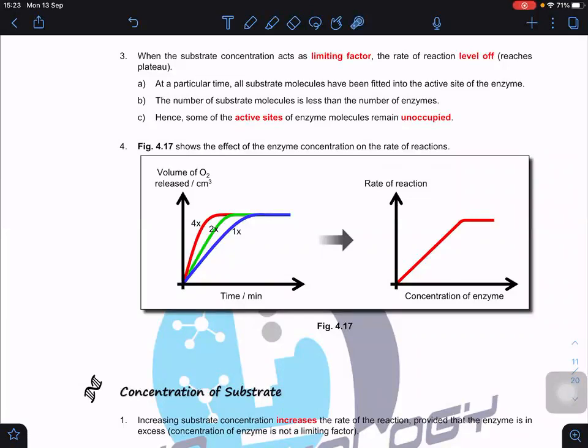So when the substrate concentration acts as the limiting factor, it means that we don't have enough work for my workers, then the rate of reaction stagnates there, right? Constant. We say it reaches the plateau. Now, can you see that it reaches a plateau? So at a particular time, all substrate molecules have been fitted into the active sites of the enzyme. So it means that some of the enzyme active sites now remain unoccupied. For example, I have 10 works, but I hire 15, 5 of them do nothing. Sit there and watch. Are you clear? So they do nothing because there is no work for them to do.